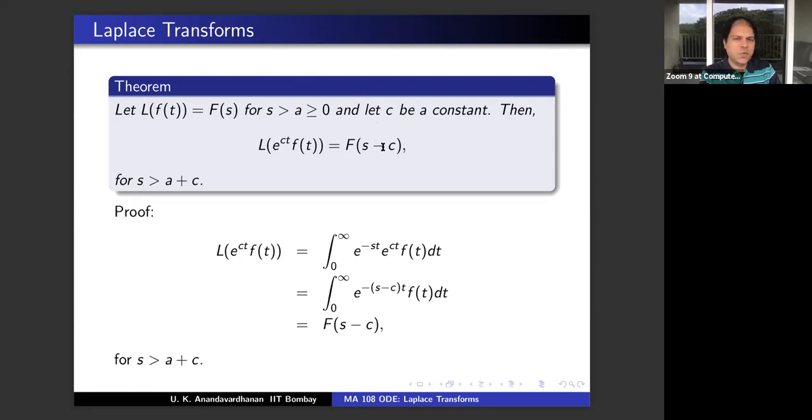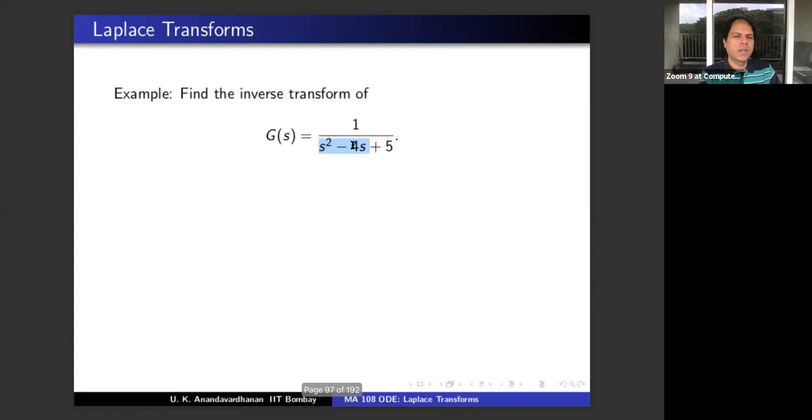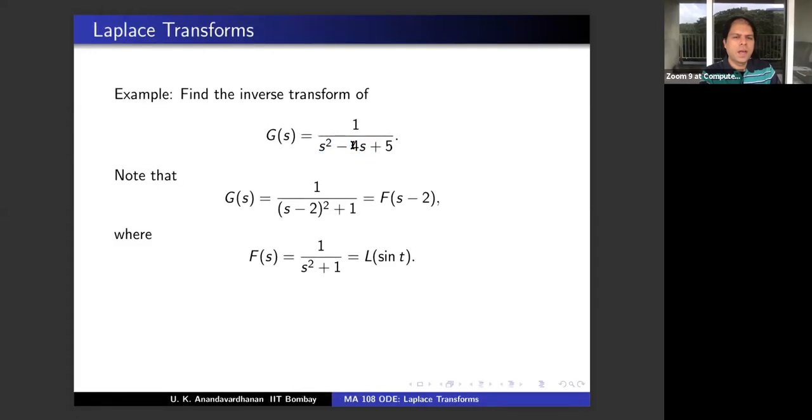1 by s minus 2 whole square plus 1 is f of s minus c, where f is the function 1 by s square plus 1, no? So what will be the inverse Laplace transform of 1 by s minus 2 whole square plus 1? E power 2t sine t. Very, very good. So complete the square, and this is f of s minus 2, and the F of s is L of sine t, and therefore L inverse of this is e power 2t sine t. Easy, right?